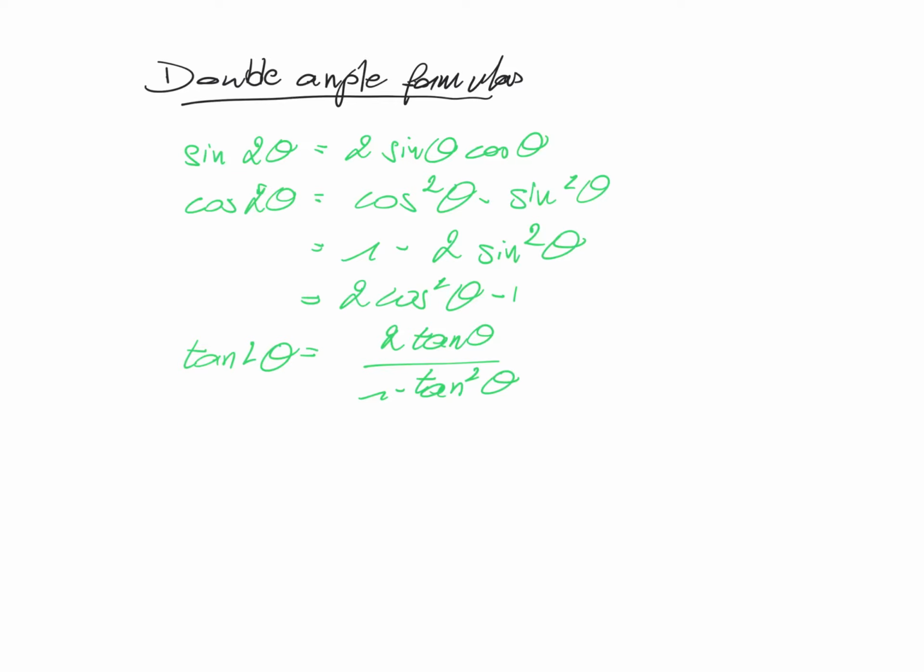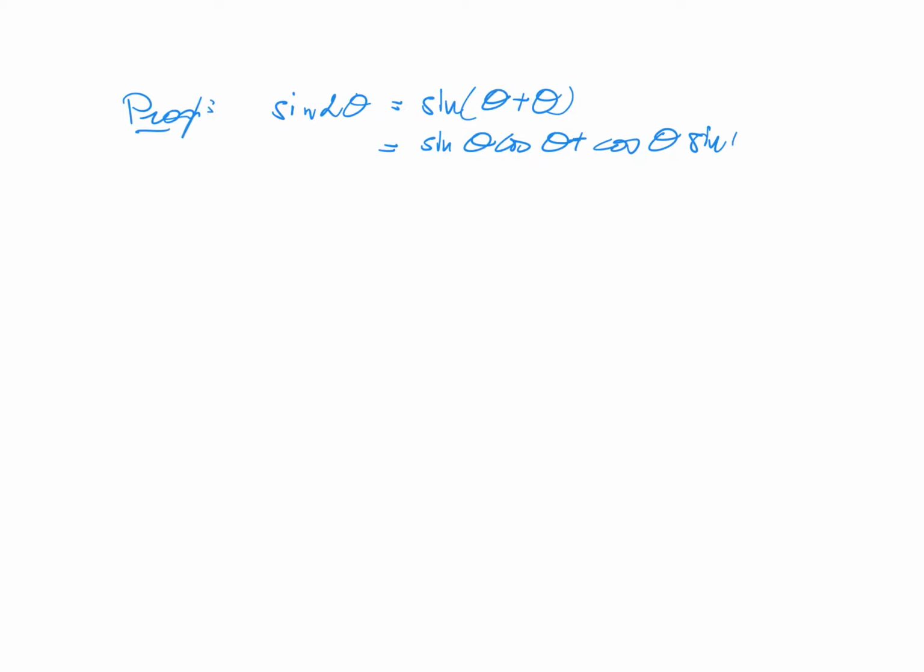The proofs of them are very easy. They follow immediately from the previous formula, so they follow immediately from the sum formulas. So proof. Let's start with sine 2 theta. Sine 2 theta is just sine of theta plus theta, which we saw was sine theta cosine theta plus cosine theta sine theta, or it is 2 times sine theta cosine theta.